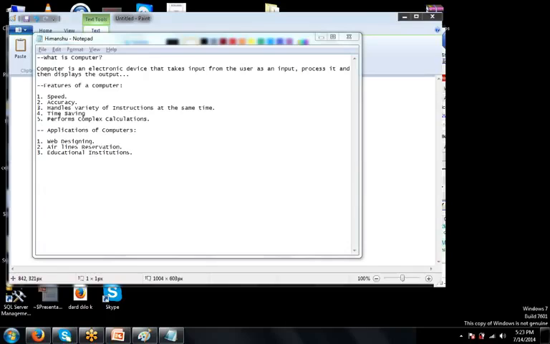Now let's see again what are the fundamentals of a computer, what are the features of a computer, what are the applications of a computer. Let's see one by one.